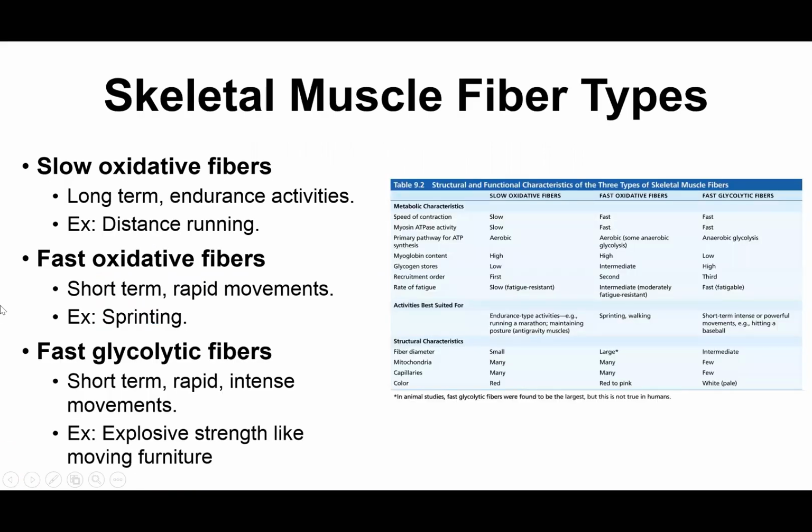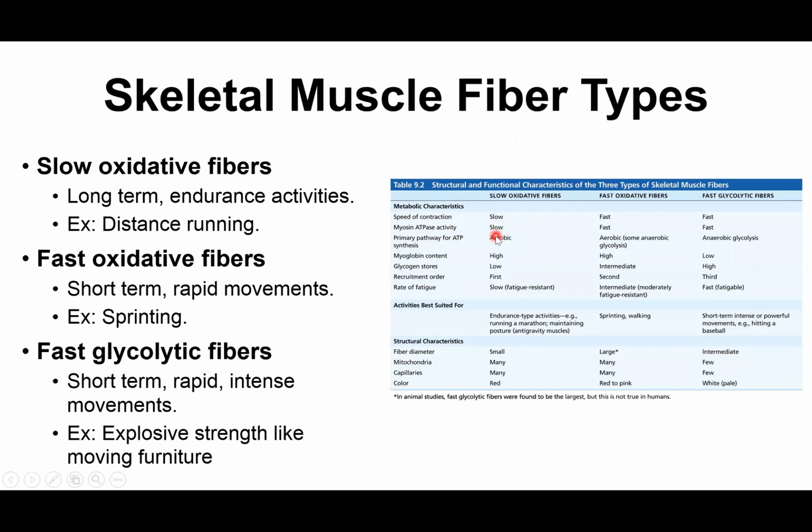So now we're going to start talking about muscle fiber types. So not all muscle fibers are equal. We have three different types of muscle fibers. We have slow oxidative fibers, which are built for long-term endurance type activities like distance running. And these slow oxidative fibers, they contract very slowly.